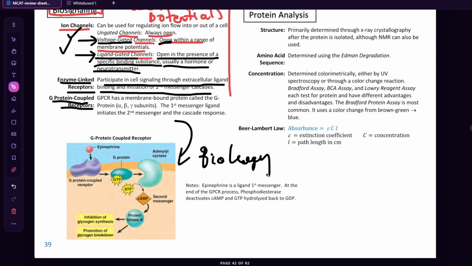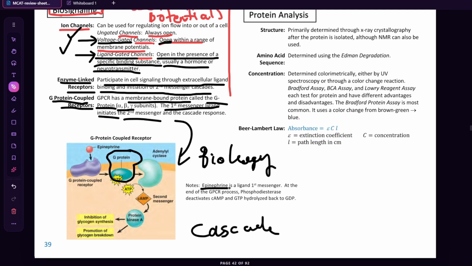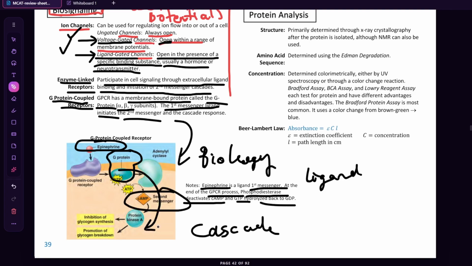GPCRs, we actually went over this in biology, so the biology video is helpful to review. It has a membrane-bound protein called G protein, which has alpha, beta, gamma subunits. The first messenger ligand initiates the second, and it creates a cascade response. So this is an example of a cascade response. The first messenger is epinephrine, and that is the ligand. At the end of the GPCR process, the phosphodiesterase deactivates cyclic AMP, and GTPs hydrolyze the GDP. So it creates this response later on, and cAMP is the secondary messenger, and then this hormone can cause these effects on the body because this cascade has happened successfully.